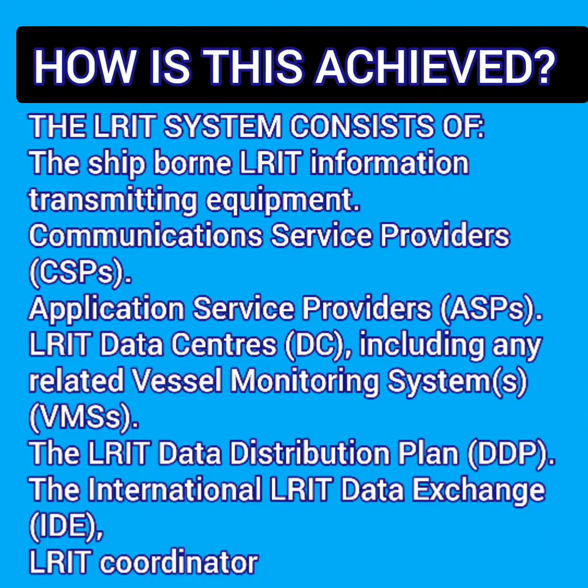And now the final question is how is it achieved and what are the main components of the LRIT system? The LRIT system consists of a shipborne LRIT information transmitting equipment. So this is the equipment which is fitted on board. There is a communication service provider, application service provider, then there are data centers which are of three kinds: national, regional, and international. Then there are certain vessel monitoring systems. Then there are LRIT data distribution plan and international LRIT data exchange.